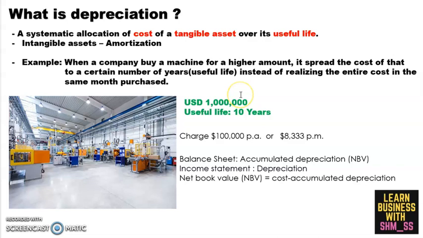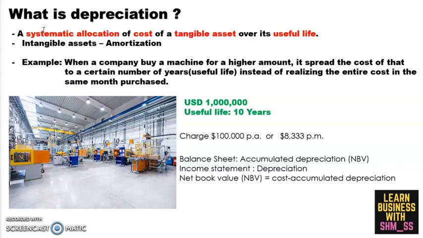What is depreciation? Depreciation is a systematic allocation of cost. Actually, it's a systematic allocation of cost of tangible asset over its useful life. I have highlighted 4 words in red color to understand more about depreciation. These 4 words are very important to learn. The systematic allocation is the methodical approach. There are 4 methods to calculate depreciation. We will learn it in the next couple of slides.